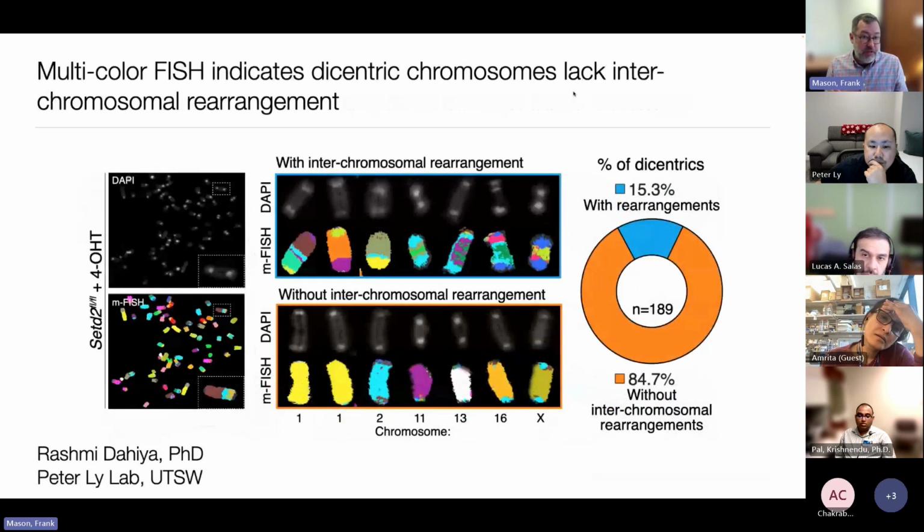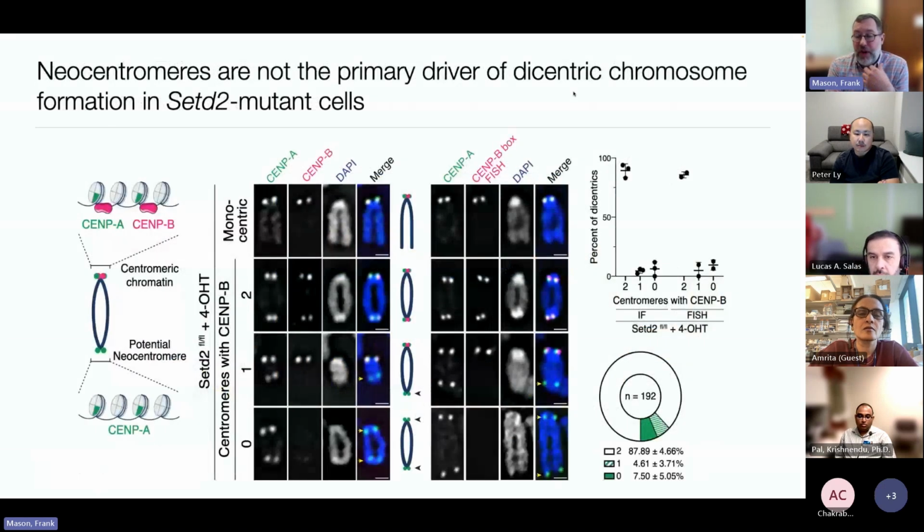And so to differentiate between these two possibilities, we collaborated with Peter Lee and his postdoc Rashmi Dahia, and asked how frequently are we seeing chromosomes with interchromosomal rearrangement, which is suggestive of potentially chromosome fusion, or dicentrics without chromosomal rearrangements, which may suggest neocentromere formation. And what we saw is that the vast majority of the dicentrics fall into the purple bin, the orange bin, chromosomes without interchromosomal rearrangements, suggesting that the primary driver might not be chromosome fusion, but neocentromere formation.